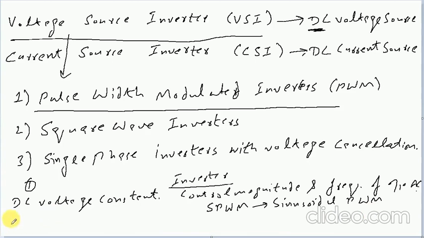In the second case that we discussed, we can have square wave inverters. So let us see what that is about. In the case of square wave inverters, unlike the previous case in which the DC voltage was constant, in this particular case the DC voltage is controlled, and now the inverter has to control the frequency only.